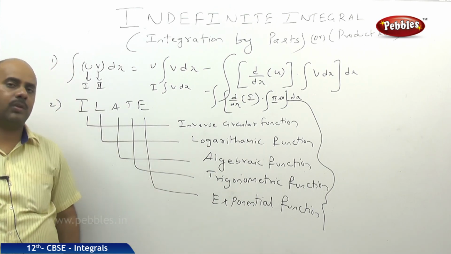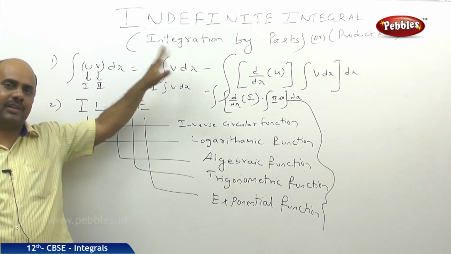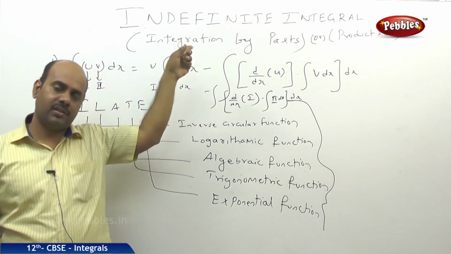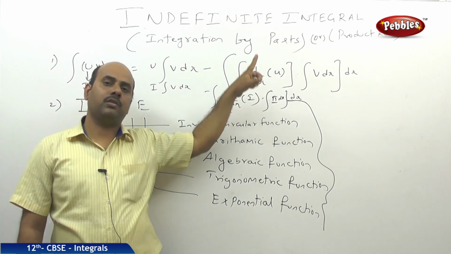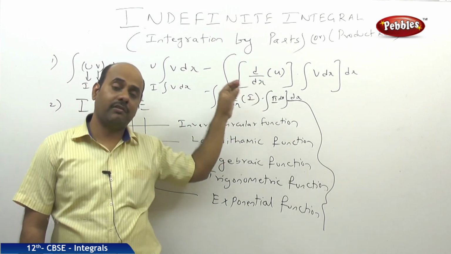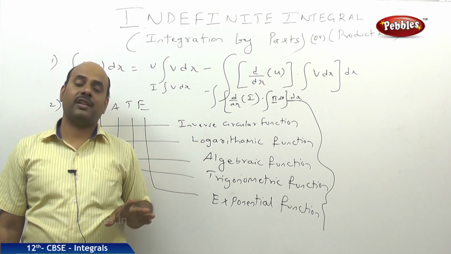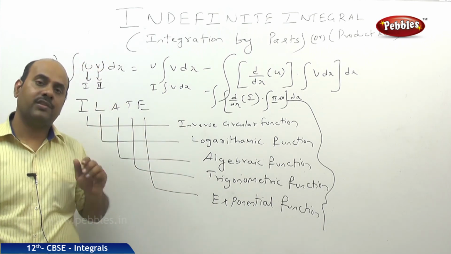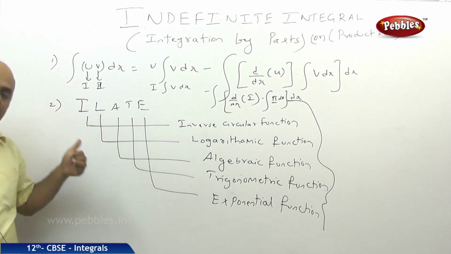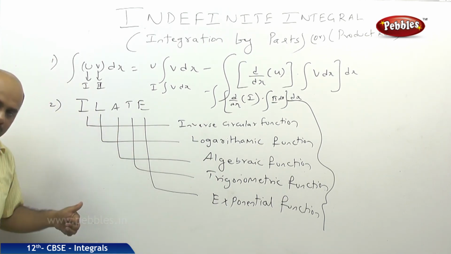I am repeating this formula. Integral of uv dx is equal to u into integral of v dx minus integral of d by dx of u of x into integral of v dx. Very important. You should remember this formula. And there is a special technique for what to choose as the first function and what to choose as the second function. That technique or rule is called ILATE, and this also you should remember.